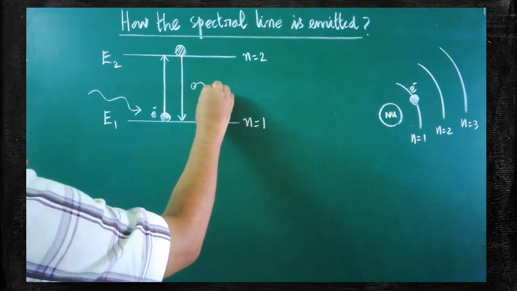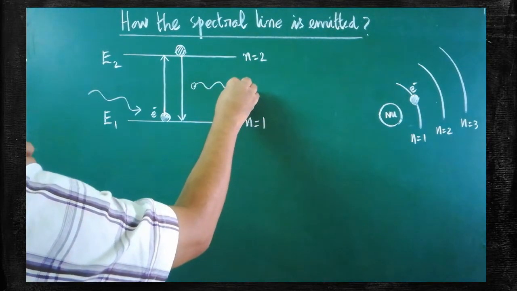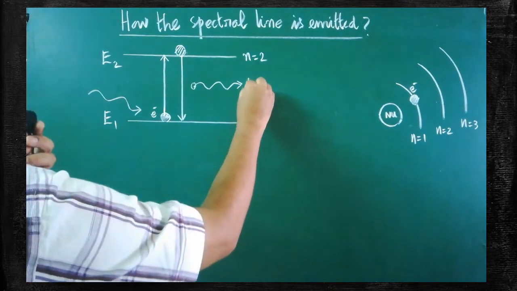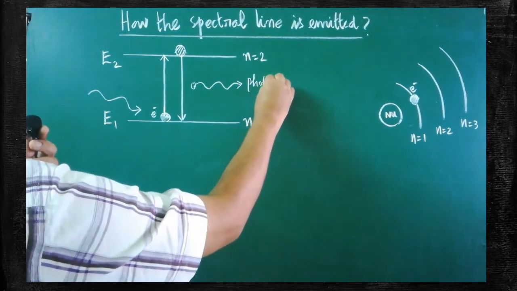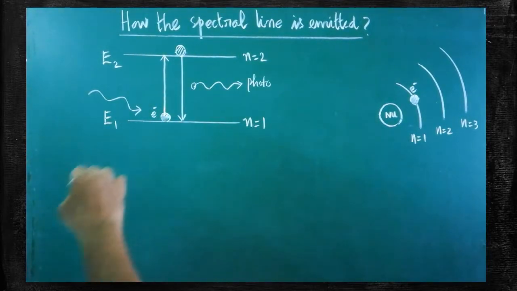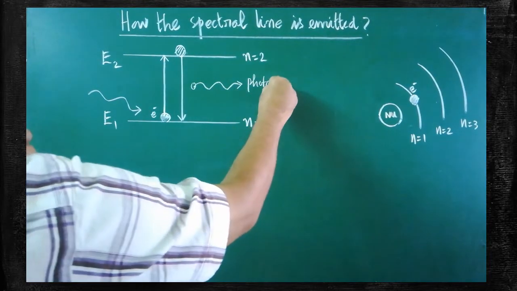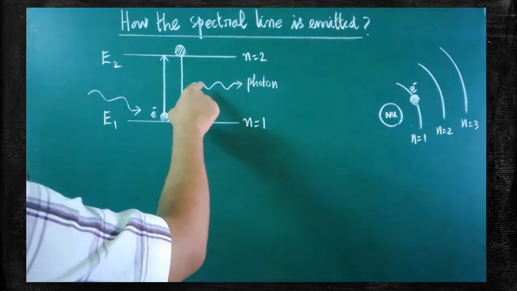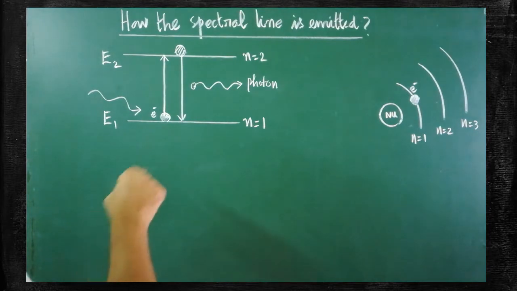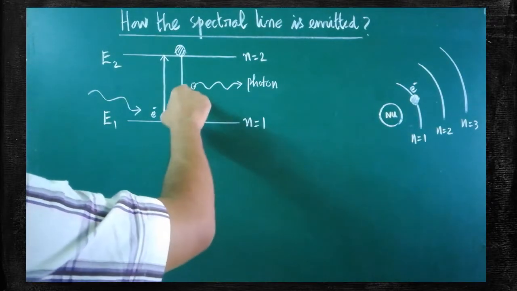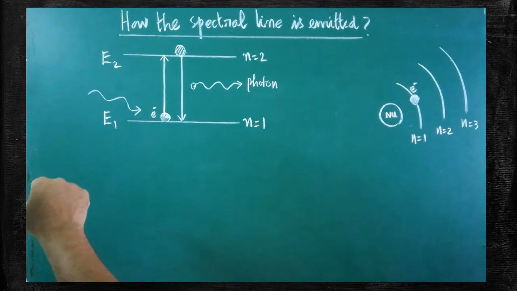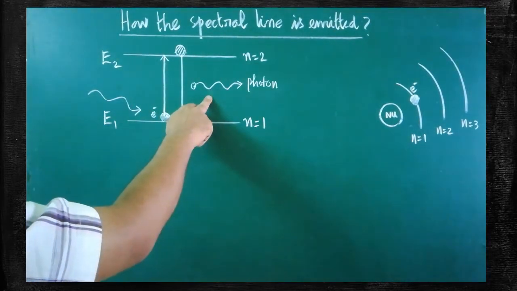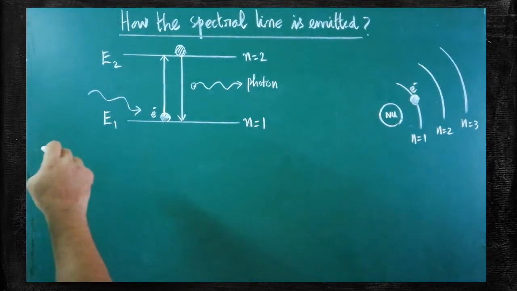That energy emission takes place in the form of a photon. So the energy is emitted in the form of a photon. The energy radiation is emitted in the form of a photon, in the form of a waveform. So it has wavelength and frequency. When it comes out, it will appear in the form of a spectral line. Depending on the energy difference, the wavelength or frequency of the emitted spectral line can be calculated.